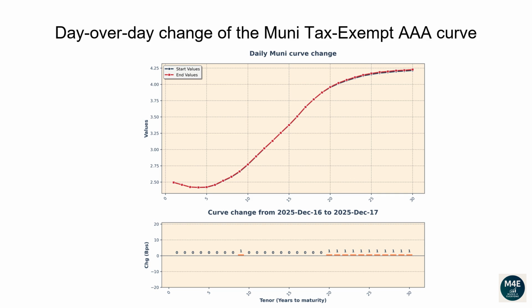Let's now go over how the Muni AAA tax-exempt curve has changed since the prior business date. The graph displayed on the top-hand side shows the most recent curve versus the prior day curve. The bar plot on the bottom-hand side shows instead the difference between the two curves in basis points. As we can see, the entire muni yield curve moved higher between 0 and +2 basis points.